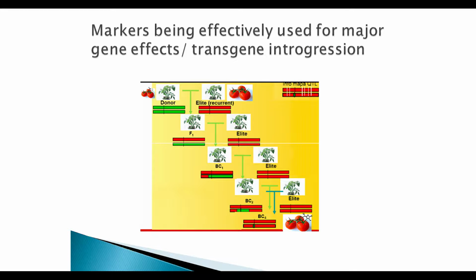And then I moved on to using markers to map late blight resistance in tomato, which was a much more challenging situation, multiple QTL, very low heritability, and really was very intractable in terms of producing a product for breeding.